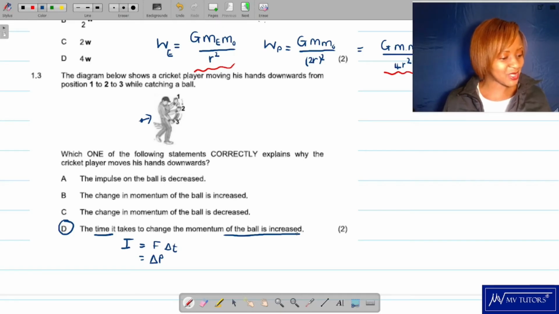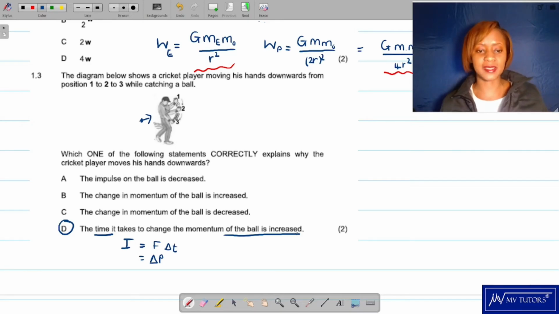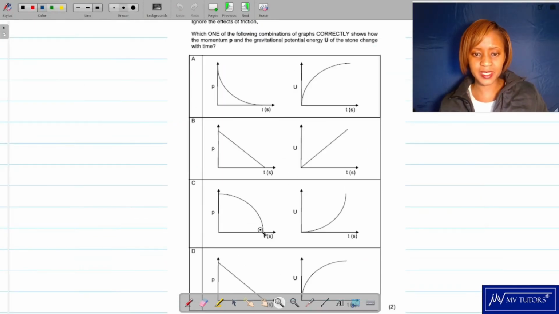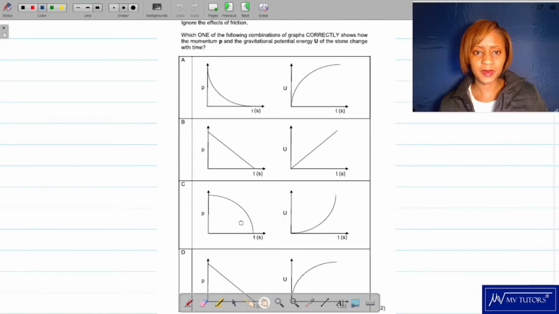Okay, I just want to make sure that I have the right equation for impulse. Yes, it is. Okay, now let us go to the next page. Let me just increase there.